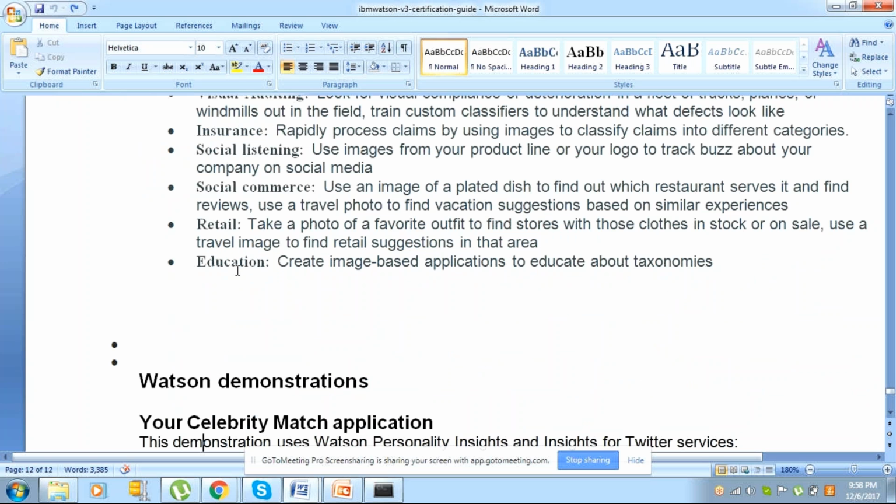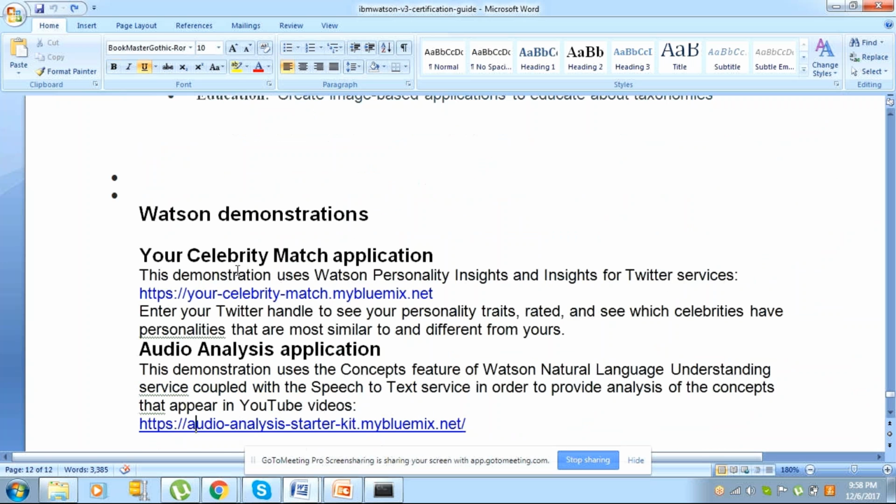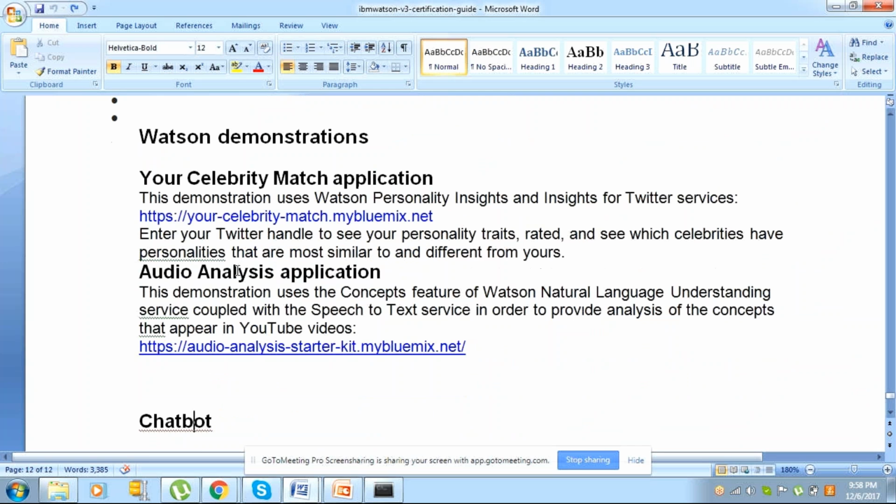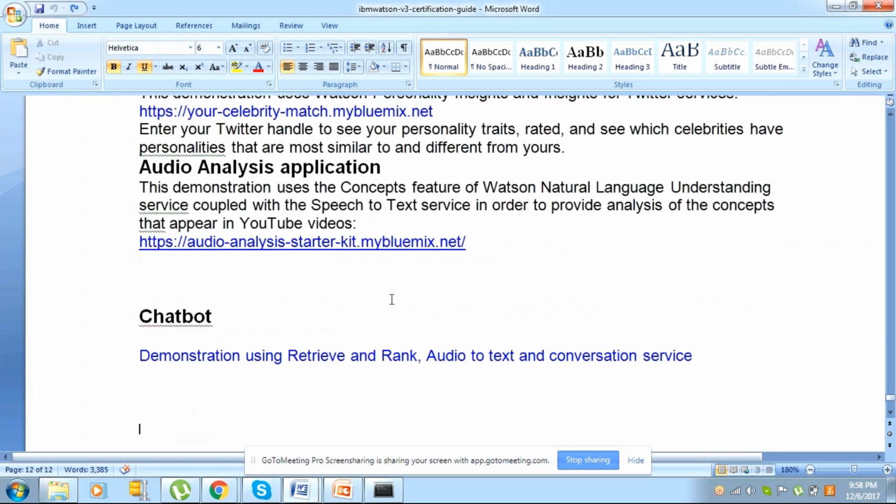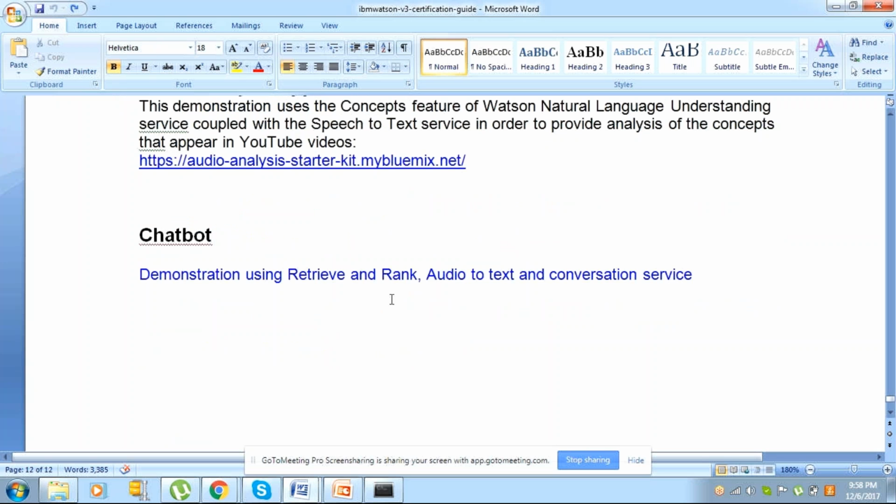Then we'll do some demonstrations, like the celebrity match application and the audio analysis application. This will help us understand how Watson can be used by merging 3 or 4 services to make a use case, like a chatbot application, demonstrated using retrieve and rank, audio to text, and conversation services. So this is all about this course, with the theoretical aspect and some practical, as I said, for each and every service.